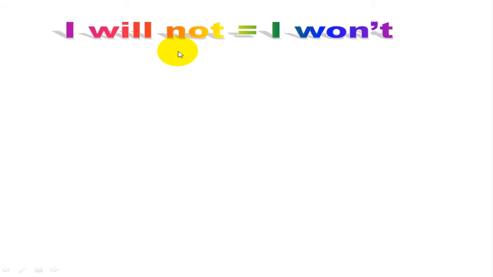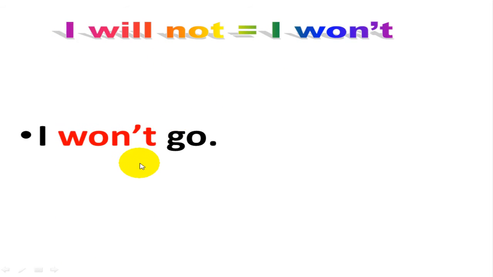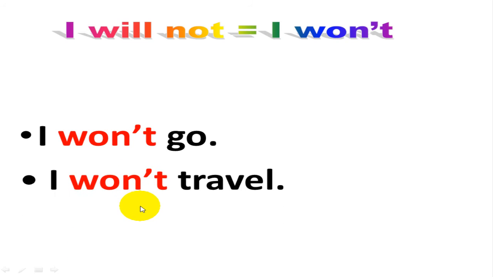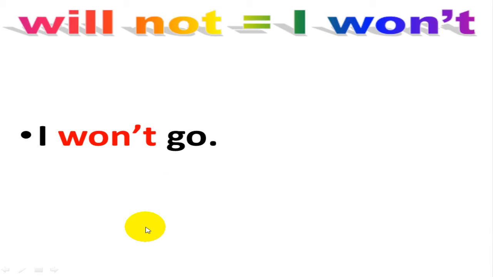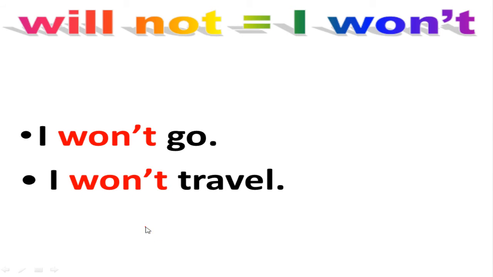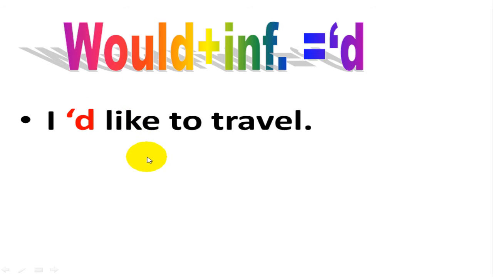I will not. I won't. I won't go. I won't travel. Would plus infinitive: I'd. Example: I'd like to travel means I would like to travel. L here is silent and would becomes I'd. I would, I'd. I'd like to travel.